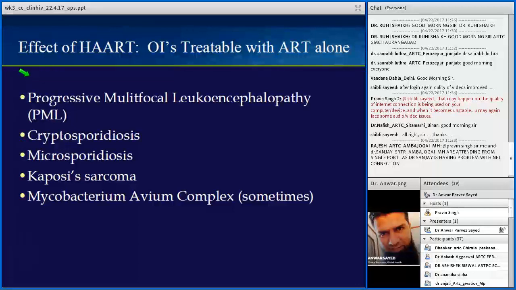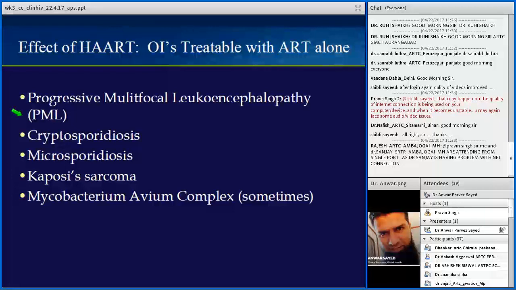HAART stands for highly active antiretroviral therapy. So these are OIs which are treatable with ART alone. Like I mentioned, PML, which is caused by JC virus, there is no specific treatment for these diseases. You just start with ART, and slowly these OIs either will be under control or will get cured.